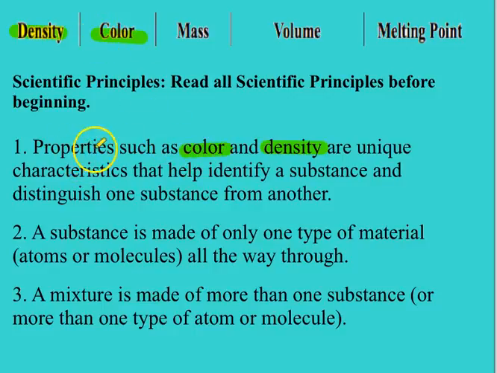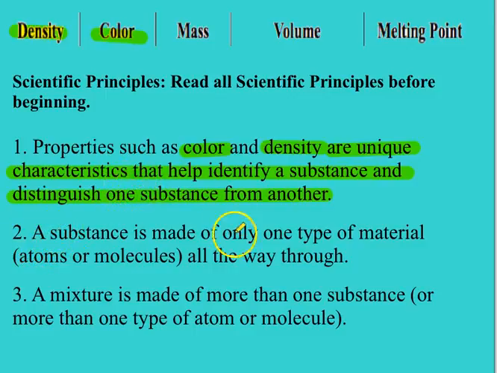So what does it say? Properties such as color and density are unique characteristics that help you identify a substance and distinguish one substance from another. So this is very important. With our data, it tells us that density and color could be used to tell us if 2 substances are the same. So let's move on.